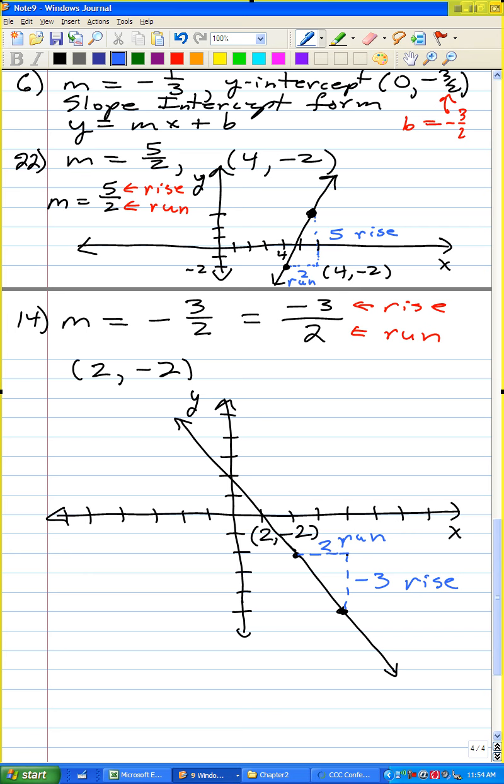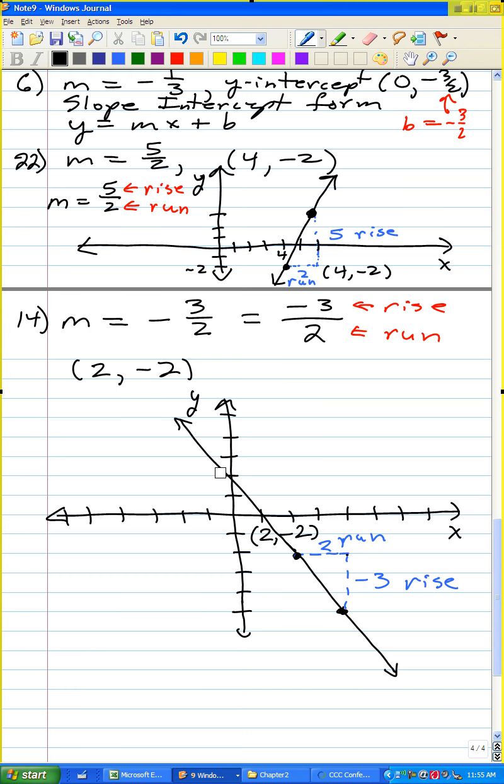So I started at the point 2, -2. So I go 2 in the positive x direction. I go down 2 in the y direction. That gets me to a point on my line. I then use the slope. So I go 2 in the positive x direction, since I have a positive 2 in the denominator. And I go 3 in the negative y direction. So I go down 3 to find another point on the line, and I just draw a line connecting those 2 points.